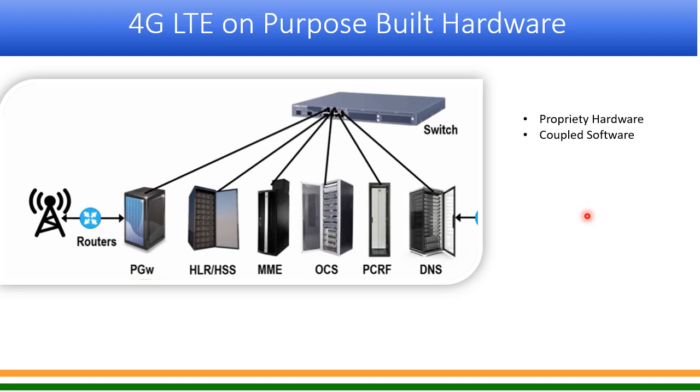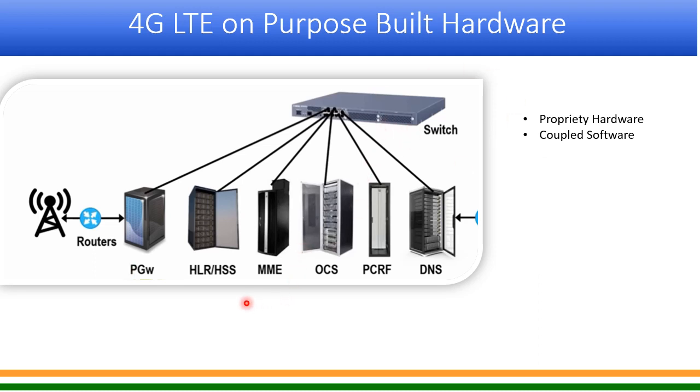So let us have a look at the traditional network. This is a typical 4G network wherein you have different nodes. For example, this is the packet gateway, this is the mobility management entity, this is HLR or HSS as we call it, OCS, PCRF and so on. And of course there will be routers when traffic has to go from one node to another node, and the switches.